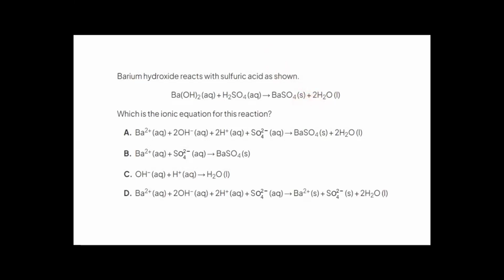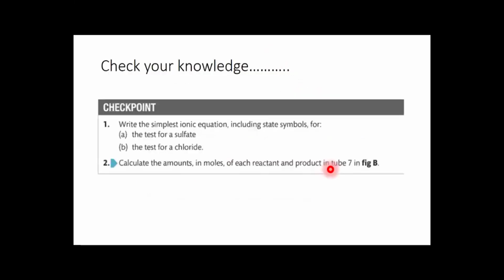Do this one. So what was the answer for the first one? Test for sulfate: Ba2+ aqueous ions with SO4 2- aqueous will be forming BaSO4 solid. So that is the test for sulfate. Then test for chloride: Ca2+ aqueous with Cl- aqueous will be forming CaCl2 solid. Okay. So those two you can write as the answers for the first one. Then do this question.